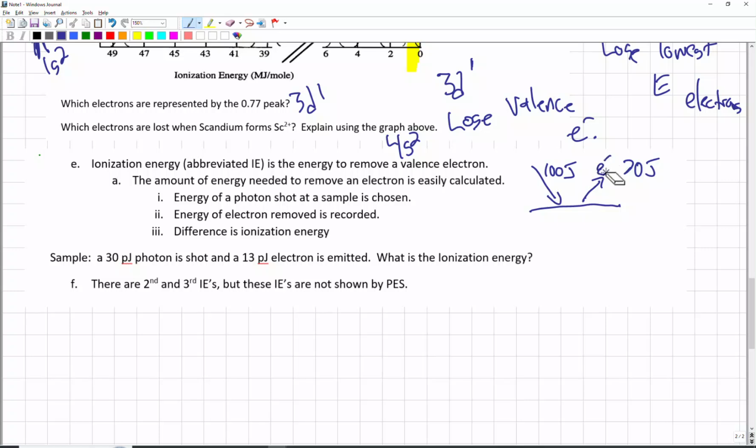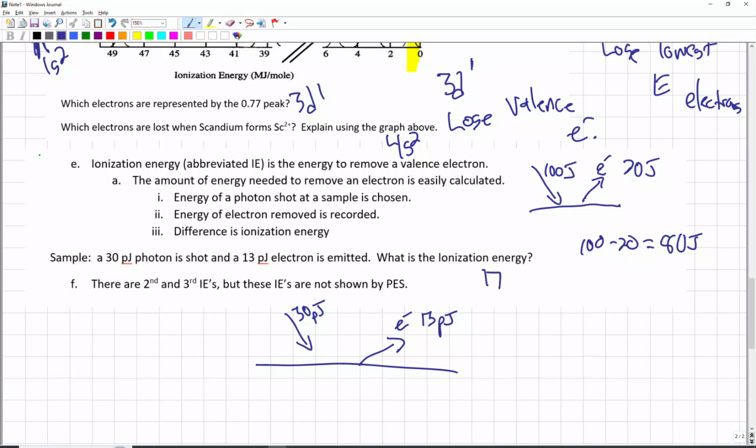All right. How much is the difference between the two? 100 minus 20 is 80 joules. That's your ionization energy. Okay. So here we go. 30 picojoules. We got ourselves a little 30 PJs. Shot and a 13. My electron has 13 picojoules. Is emitted. What is the ionization energy? Well, that would be 30 minus 13, 17 picojoules.